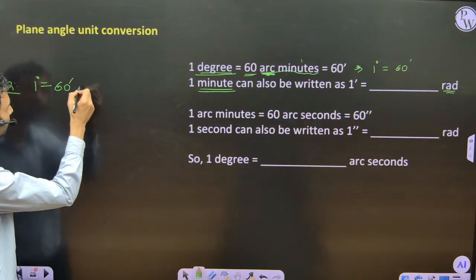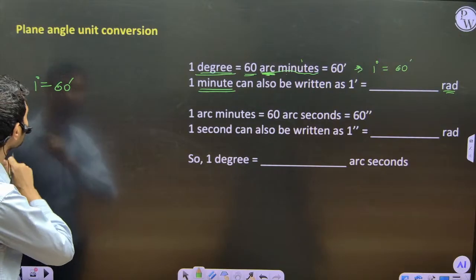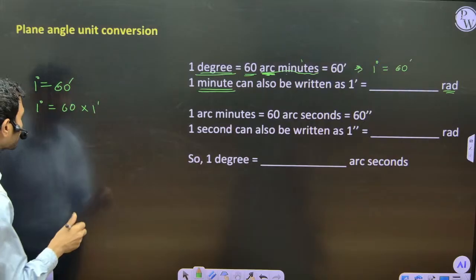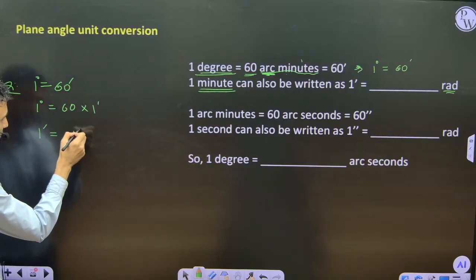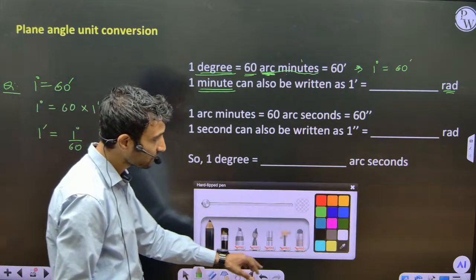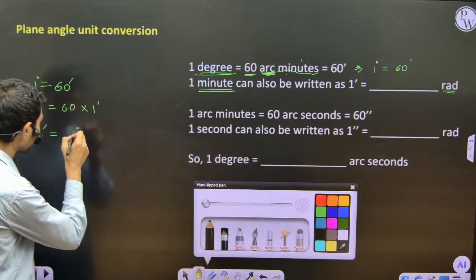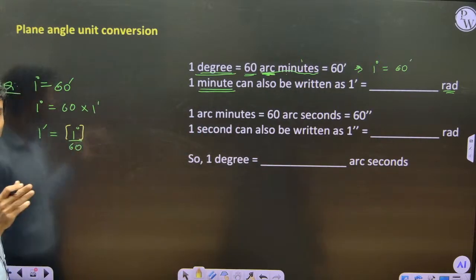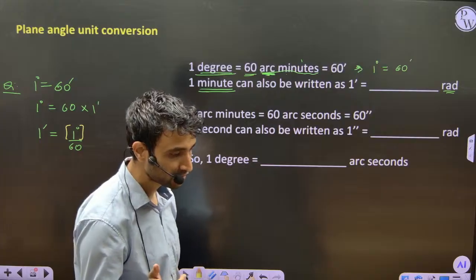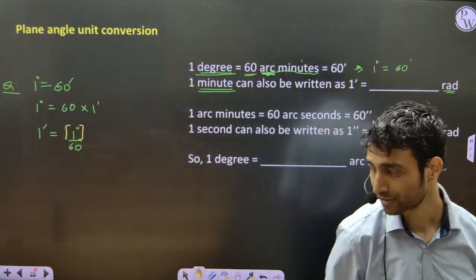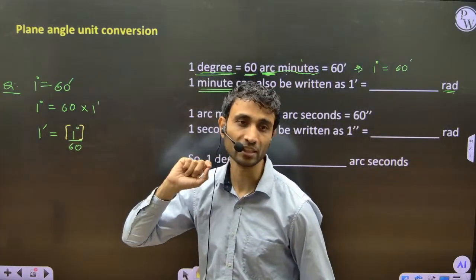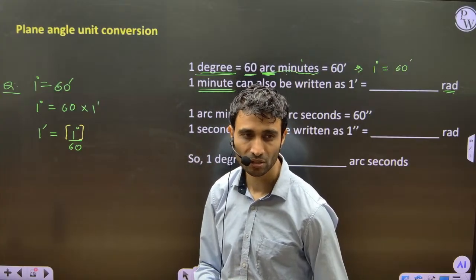This can be written as 1 degree is equal to 60 times 1 minute. 1 minute comes out to be 1 degree upon 60. But then we're still not there because we wanted it in terms of radians. What have we achieved here? We have only reached degrees. We need to establish a relation between minutes and radians. What have we achieved till now? We have achieved the relation between 1 minute and degrees. We've got to go further from here.